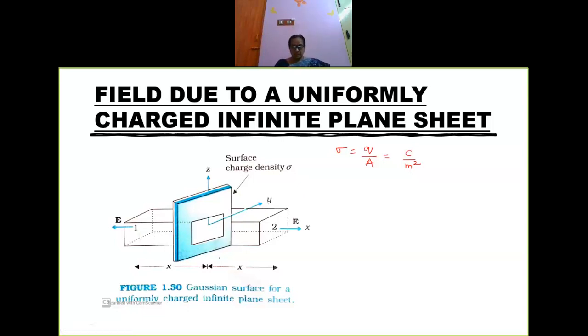So what will be the charge enclosed by the closed surface? You apply Gauss law. Here the flux is, for the first side it is E into A, and side 2 is also E into A. So total flux will be EA plus EA, which is equal to 2EA. So I can write 2EA equal to flux, right?